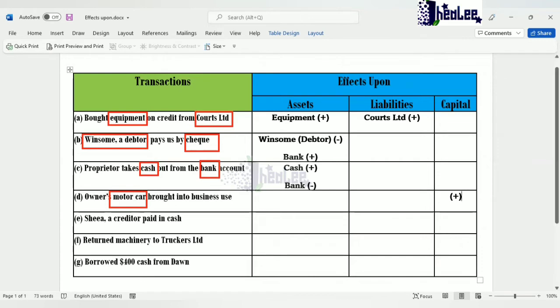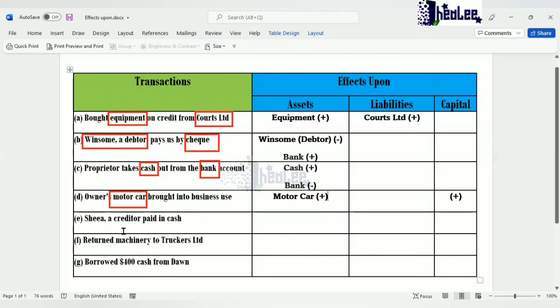And the other item is motor car. Motor car is what is owned by the business. So therefore, that is an asset. So motor car is being listed under asset. Now, is there an increase or a reduction in the value of motor car in the business? This motor car came into the business. It means that the value of what the business has is now increased by that value of the motor car that is brought into the business. That is a plus.